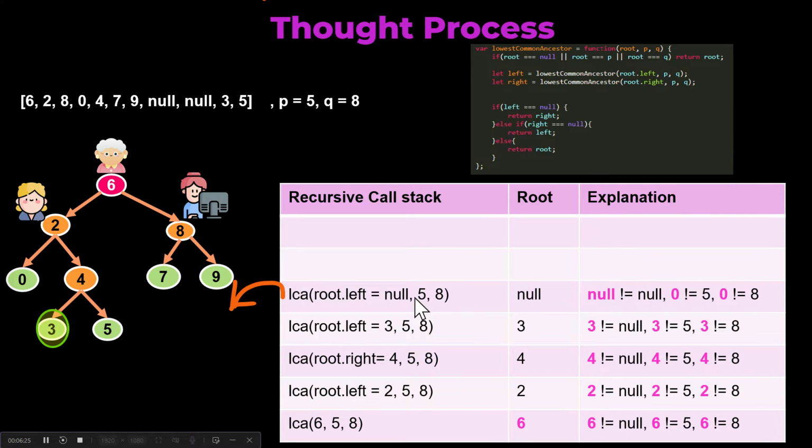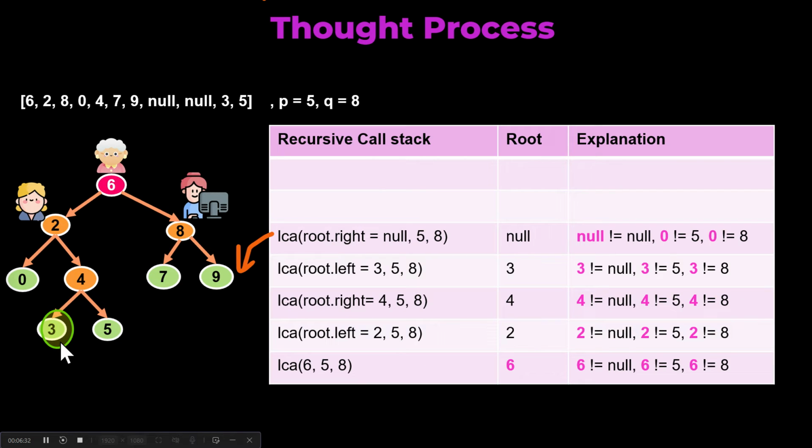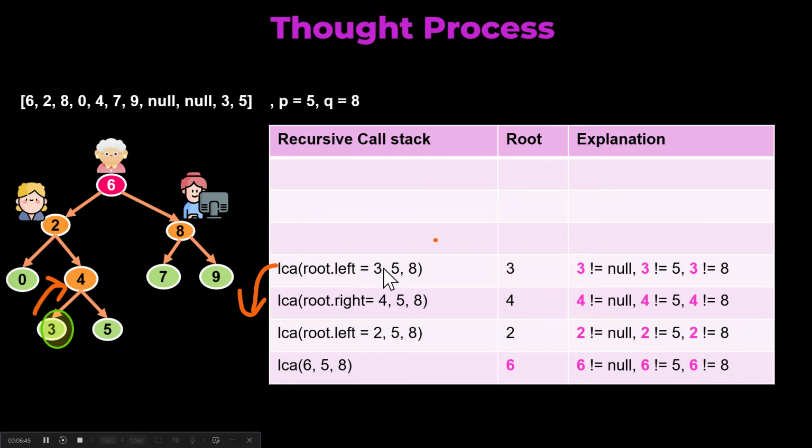So this will be popped out from the recursive call stack, and then after that we will check for the right side. We check for the right side, it is null, sorry again, null is equal to null, so that is one of the base cases. So we are going to return it back to 4. So 3 will be popped out from the recursive call stack. So now we are at 4. So we have checked for the left subtree.